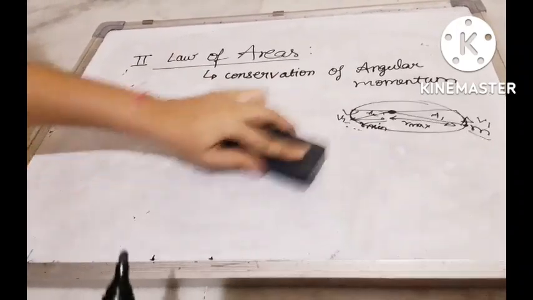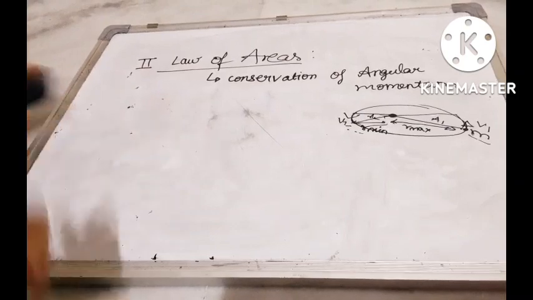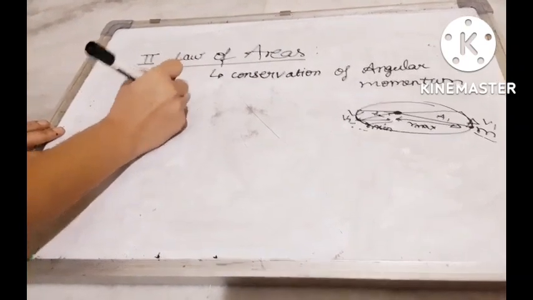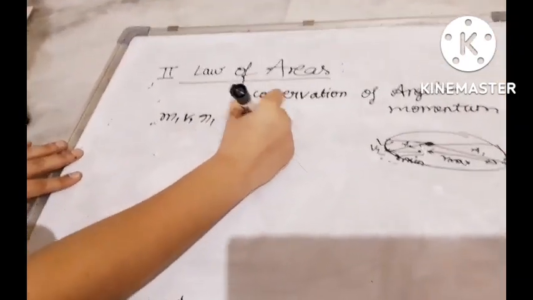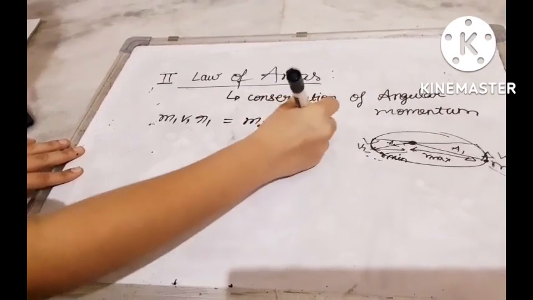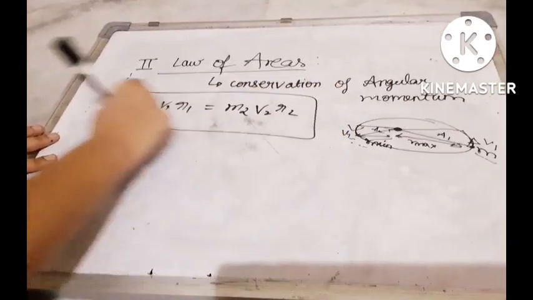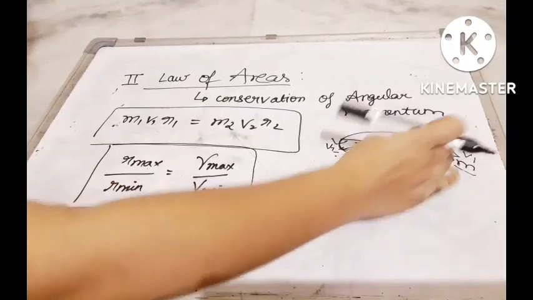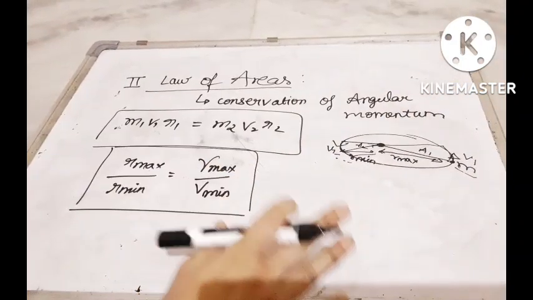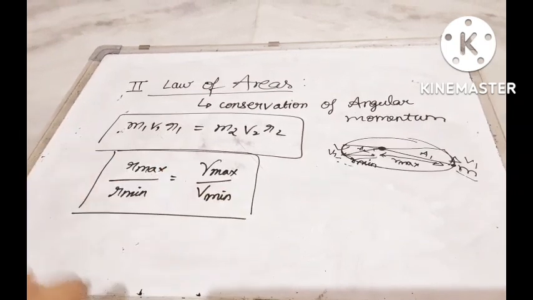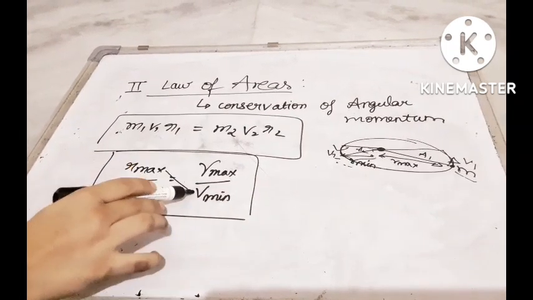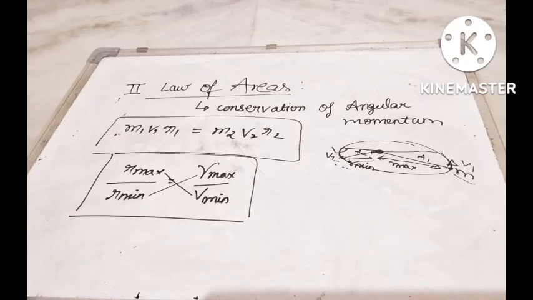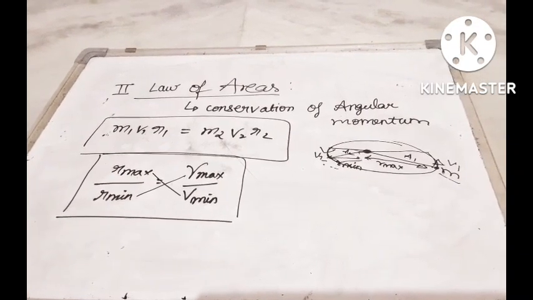So you just need to remember that angular momentum gets conserved, that is m1 v1 r1 is equal to m2 v2 r2. Wherever your radius is maximum, your velocity is minimum. Like this. I hope you got that.